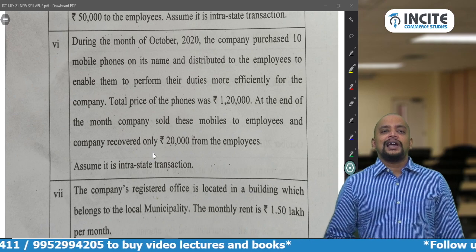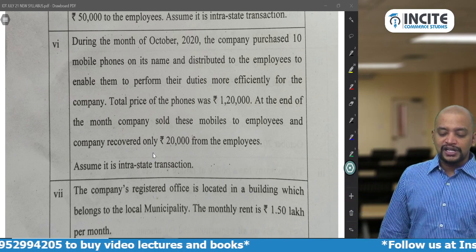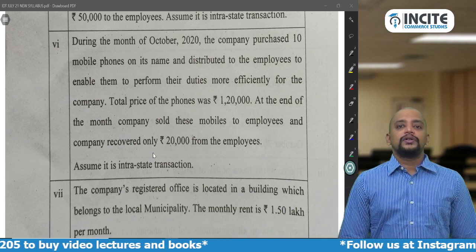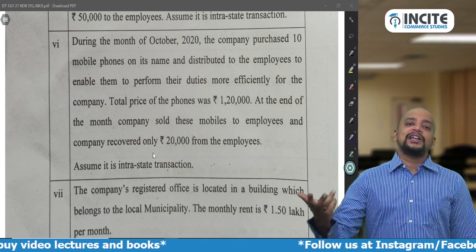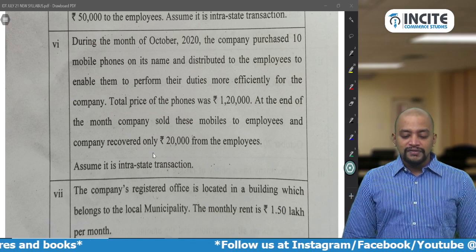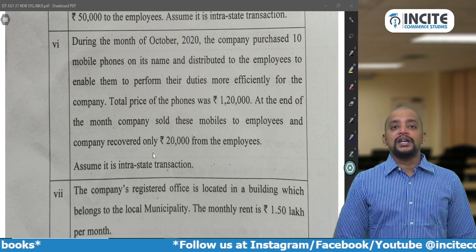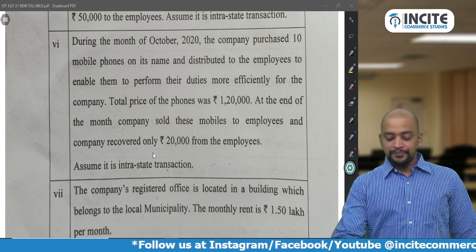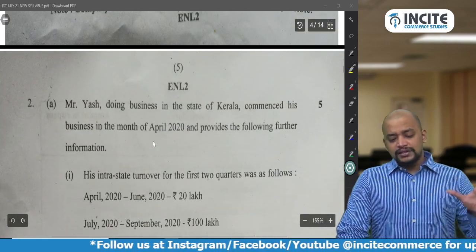So you can sell at any value. So they are selling at 20,000 rupees. They have recovered only 20,000. The remaining they have not recovered, but they have sold it. Therefore, we will definitely be taking that as coming under the value. Okay, so that is the first question.